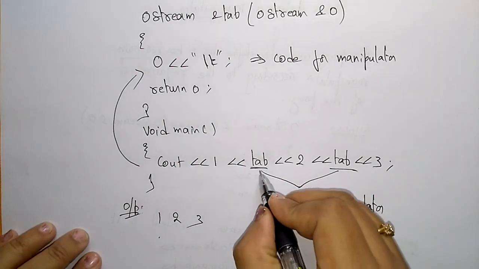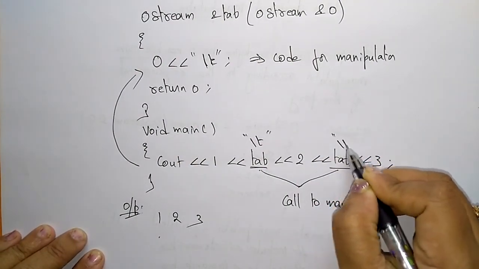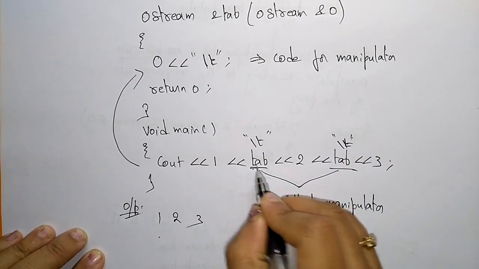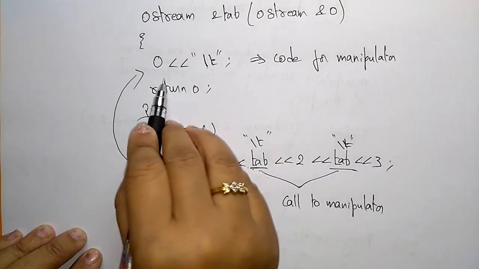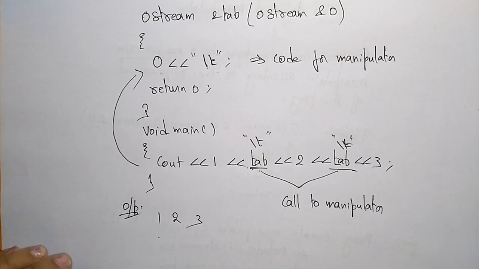So this is equivalent to /t. So instead of using the /t, I am using my own manipulator, that is the tab I had written. So because this is equivalent to /t. This is about the user defined manipulator. Thank you.